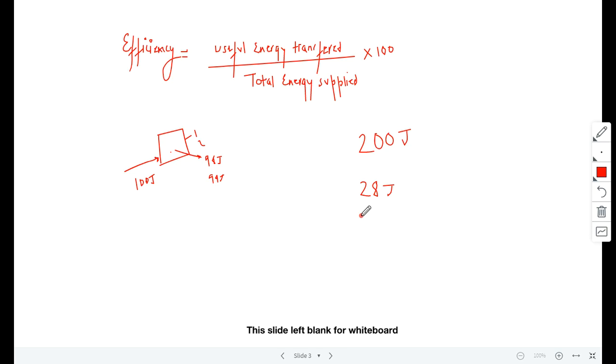So that's 28 divided by 200, which is, well, I'm just calculating right now. So it is 28 divided by 200 times 100. 14%. Yes, that's it.